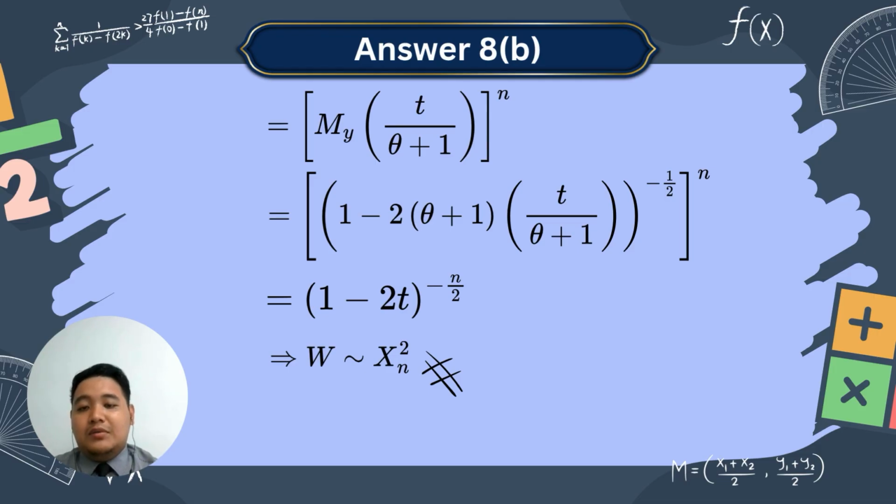As you can see here, the moment generating function looks most likely like a chi-squared distribution. For chi-squared distribution, it is 1 minus 2t to the power of negative r over 2, where r is the degree of freedom of the function. So we can conclude that W is distributed with chi-squared distribution with degree of freedom n.